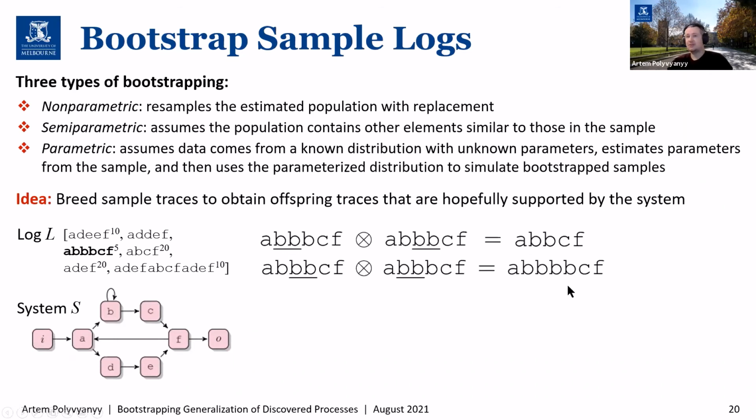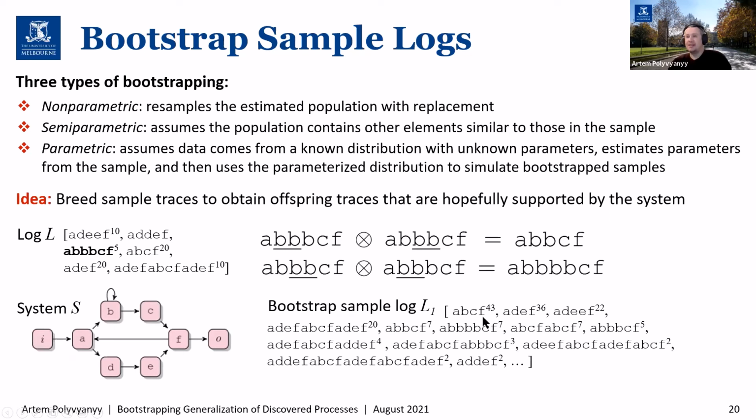And you see that these offstrings were not in the log, but they happen to be in the system, right? So they're traces of the system. And of course, we want to use such bootstrapping mechanisms that will allow us to obtain offstrings which are offstrings of a real system. So that's the method we used, and a bootstrap sample log can then look like this, right?